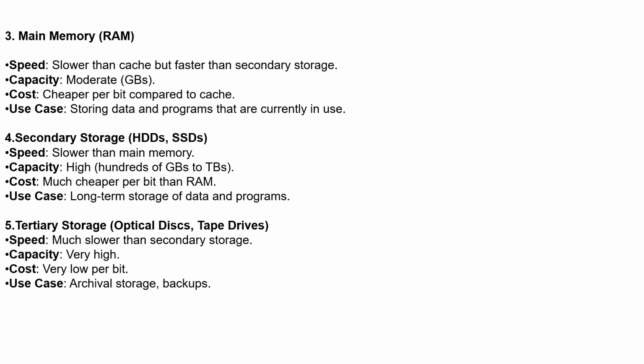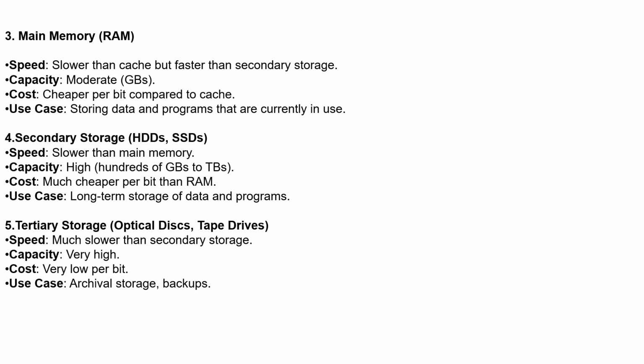Coming to the main memory, that is RAM, the speed is slower than the cache but faster than the secondary storage. The capacity is moderate. The cost is cheaper per byte compared to the cache. Use case: storing data and programs that are currently in use.